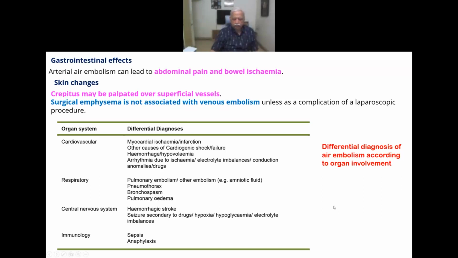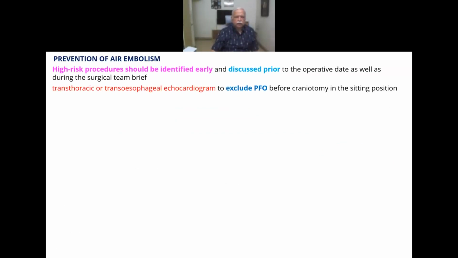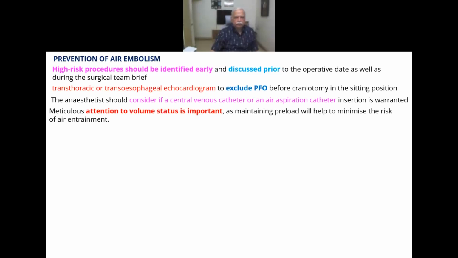So air embolism being a very rare condition, you must make it the last diagnosis unless it has happened dramatically. Then, preventing air embolism: high risk procedures should be identified and discussed with the surgeon, and be prepared to tackle it. Transthoracic and transesophageal echocardiogram is very useful to rule out embolism. And if the possibility of air embolism is high, you can consider putting in a surgical catheter or aspiration catheter beforehand as a prophylactic measure. And you must keep the volume status optimal, because hypovolemia could cause collapse of veins, and air can easily get sucked in.